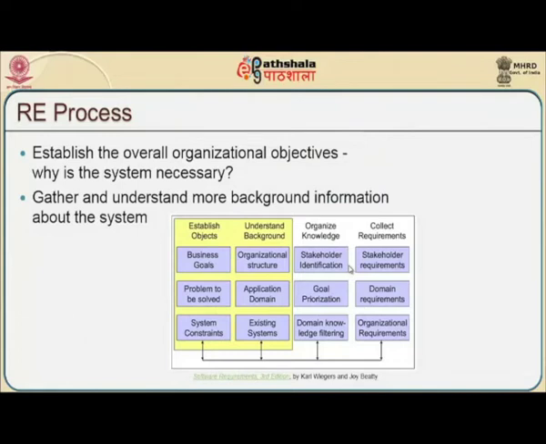Looking at the requirements engineering process, this process establishes the overall organizational objectives. Look at this diagram for example. This requirements engineering process has got 4 different phases. One is called establish the objects, understand the background of the system, organize the knowledge, collect the requirements. Whenever we want to do a simple research, we may have to understand the various objects that are involved in the system. We may have to do a background study of who are or who were using what kind of a system, why is this system required.